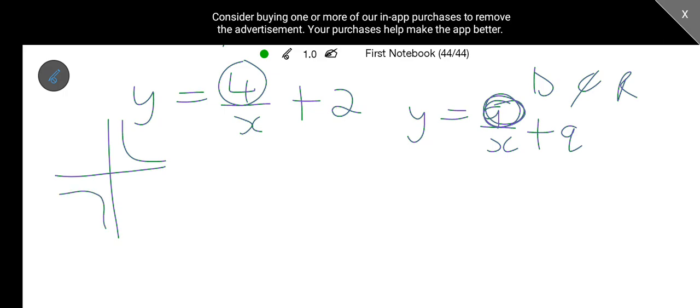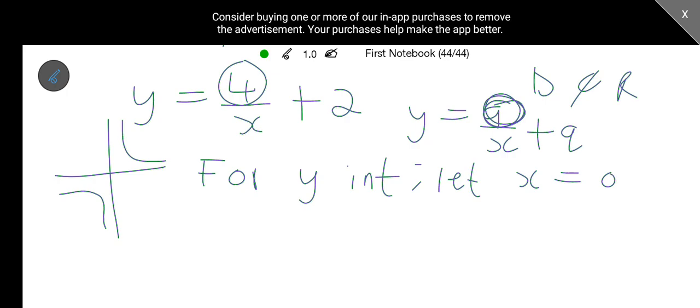Okay? So, we're going to draw it. We're going to look for the y-intercept, but it doesn't have a y-intercept. Why do I say so? For the y-intercept, let x be equal to 0. Did we say it's allowed for x to be 0? No. As long as we have x alone in the denominator, we don't have the y-intercept. But we do have the x-intercept.